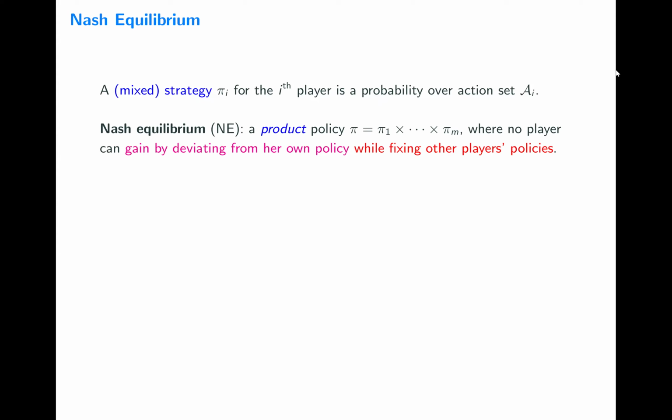And then the Nash equilibrium has a property that no player will gain anything by deviating from her own policy if other players are fixed. So if other players stick with the Nash policy, then you won't gain anything by deviating from your policy.